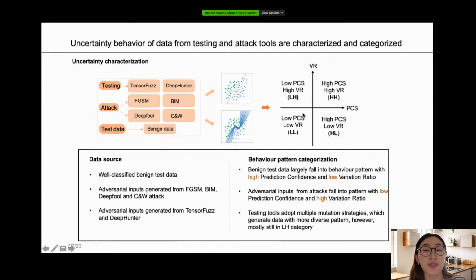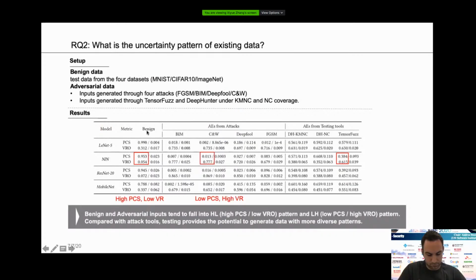We have observed that different types of inputs have specific patterns. We can see from the results that benign inputs mainly have high prediction confidence score and low version ratio. For example, the benign inputs of NIN have about 0.95 prediction confidence score and 0.05 version ratio. Intuitively, this means that the benign inputs are far from the fixed decision boundary, and the ensembled outputs are mostly consistent with small variation degree.